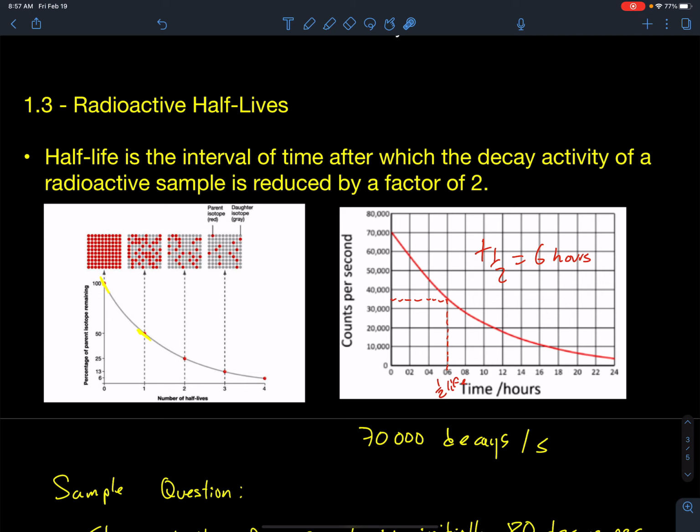Is that true? So 35, yeah, it looks about true. Half of 35 is, I think, 17.5. So that's around 17.5. And then at 18, I should be half of that, which is going to be 8 point something. And you can see that that definitely follows these trends. So the half-life is 6 hours for this substance.